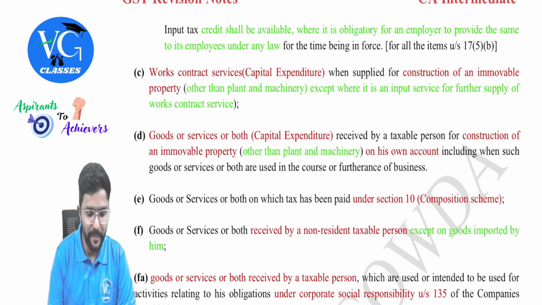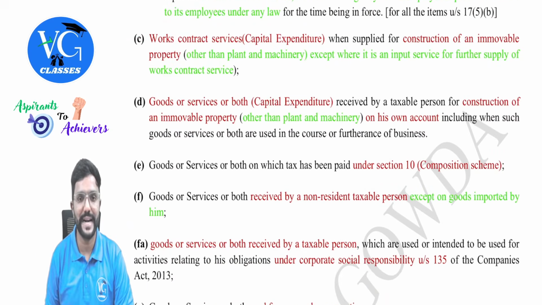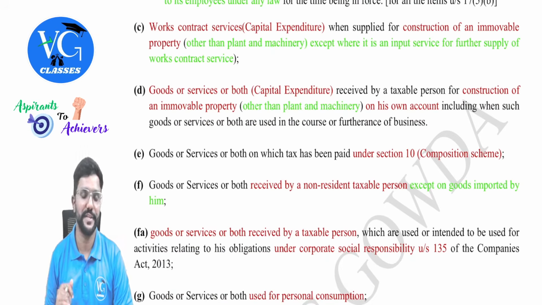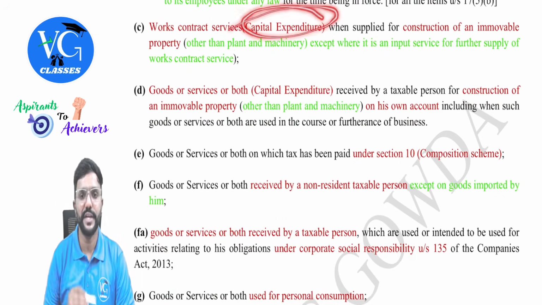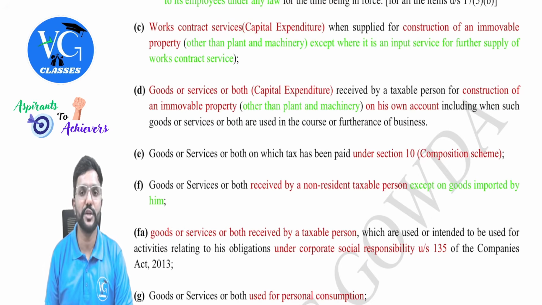Okay. Then coming to clause C, which talks about works contract services. Works contract services, which are capital expenditure in nature, when supplied for construction of an immovable property, credit is not available, guys.